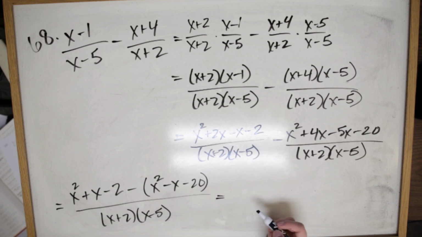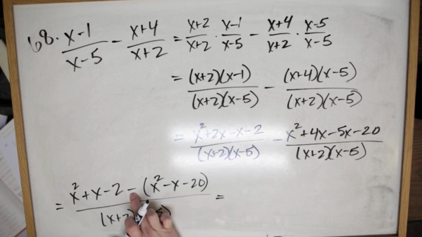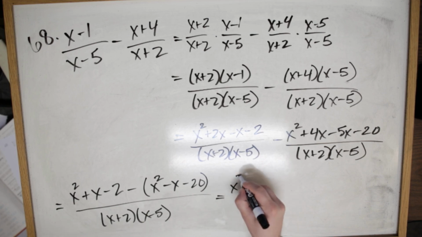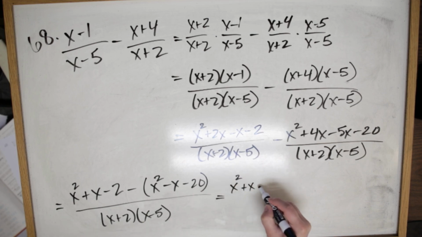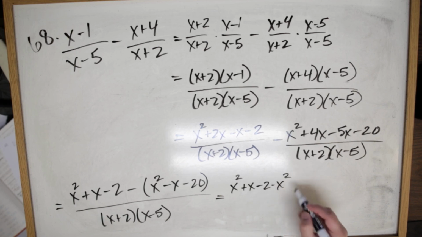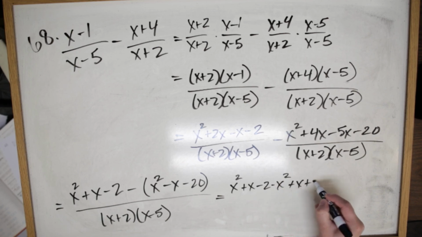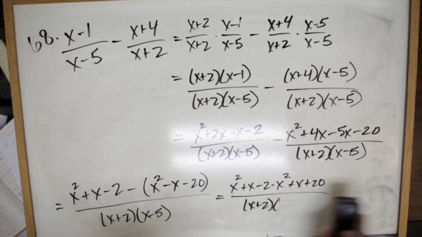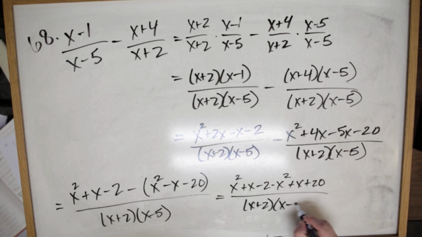Okay, now take a look at what happens. This minus sign is distributive. In other words, it goes to every single piece that you see here. So it goes to the x squared, the minus x, the minus 20. So x squared plus x minus 2 minus x squared plus x plus 20 all over x plus 2, x minus 5. Okay, one more step and we should be done.